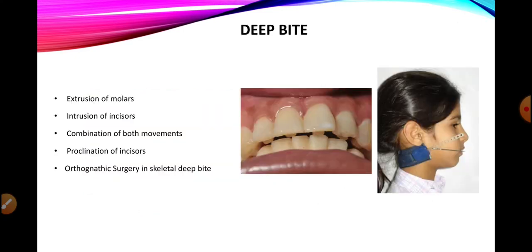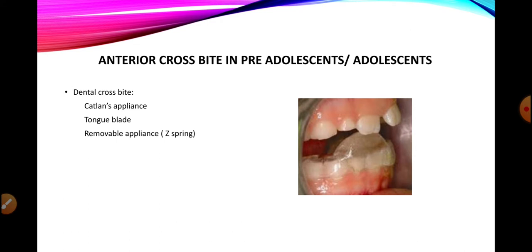And then when we talk about the deep bite, we can go for molar extrusion, incisor intrusion, or the combination. We can go for the proclination of the incisors, or everything that is just the reciprocal of open bite is done in deep bite, because both of these malocclusions are present in the vertical plane. So these are corrected by these means. Then we talked about the transverse discrepancies that are present in class 1 malocclusions.